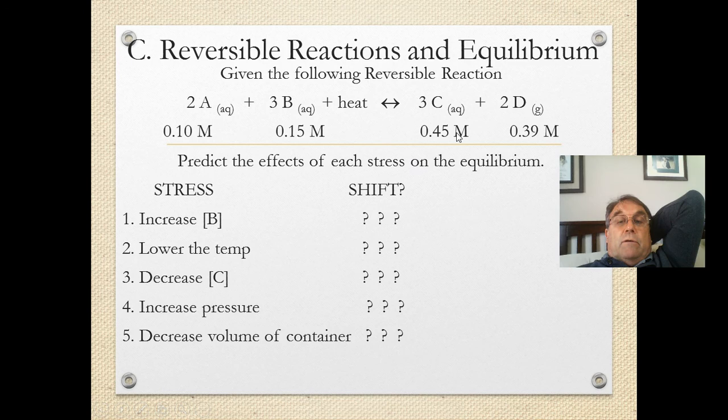And then increase the pressure. There's two moles of gas on this side and none on this side. So if we increase the pressure, the shift would be towards the reactants. And decreasing the volume, if we decrease the volume, it increases pressure, and increasing the pressure, we have already decided, shifts it towards the reactants.